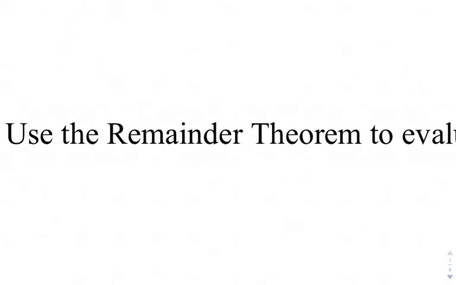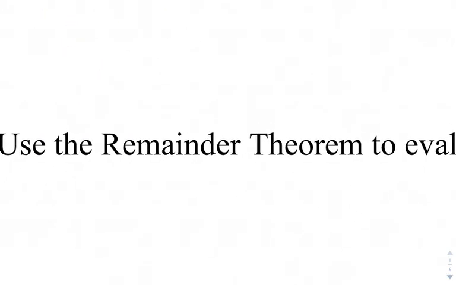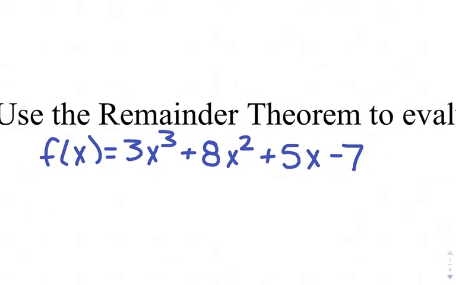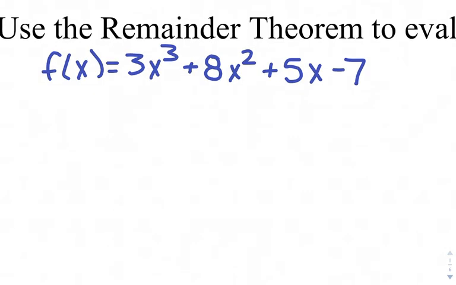So I forgot to write your function here, but this is your function: f of x equals 3x cubed plus 8x squared plus 5x minus 7. So we're going to evaluate this at x equals -2. So that would be my c, -2. So I'm going to write down these coefficients. It's going to be 3, 8, 5, and -7.